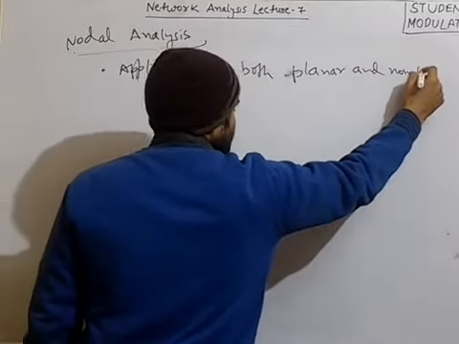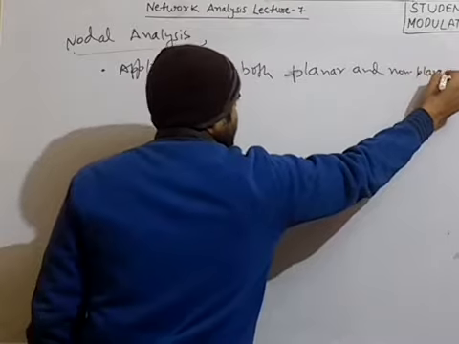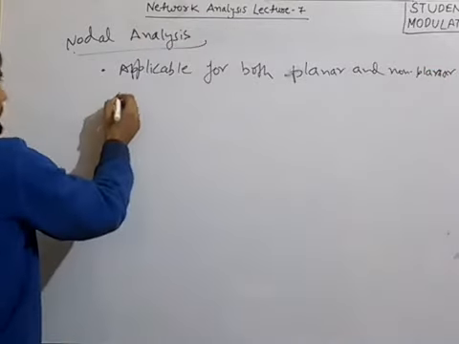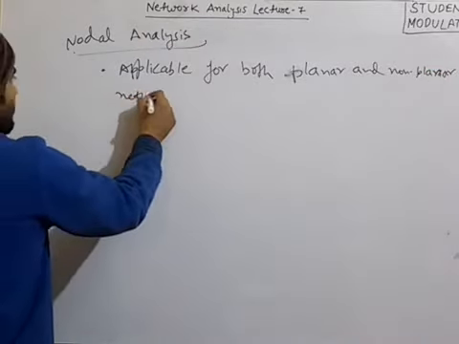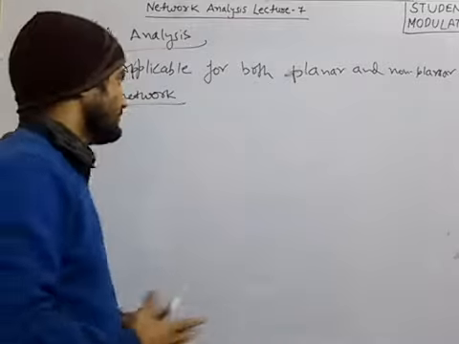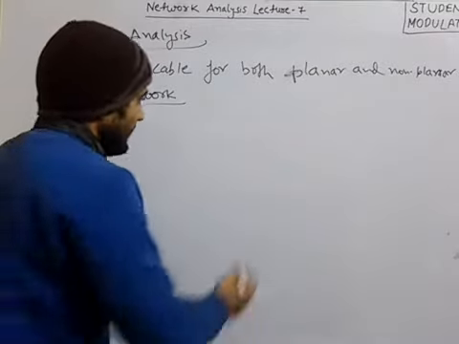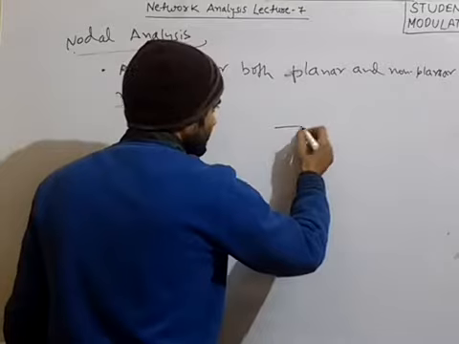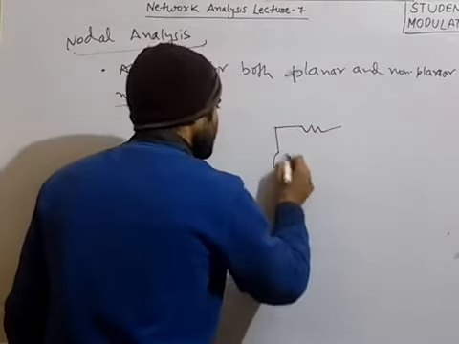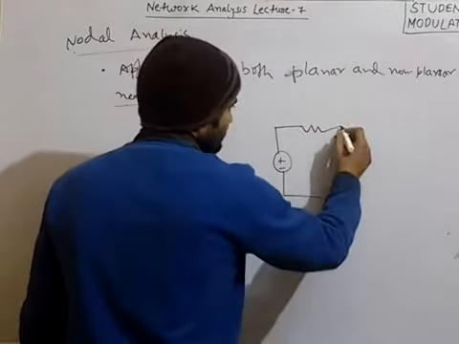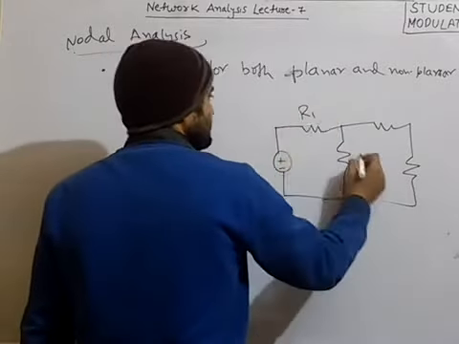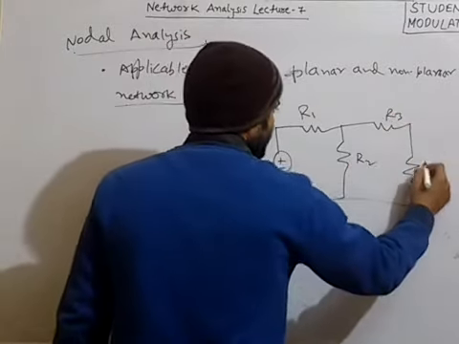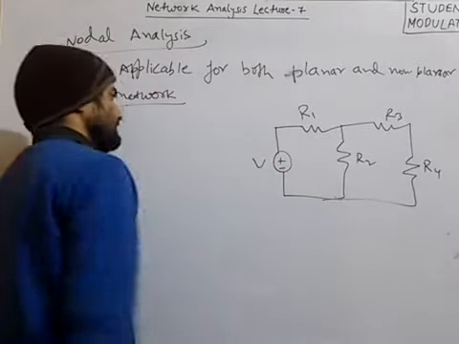Okay, so these were the conditions for applicability of nodal analysis. Now we come directly to the steps involved in the nodal analysis. So first of all, I am having the circuit like this. So this is the circuit, this is a voltage source, this is a resistance, again a resistance, again a resistance. This is R1, R2, R3, R4. This is some voltage source V.